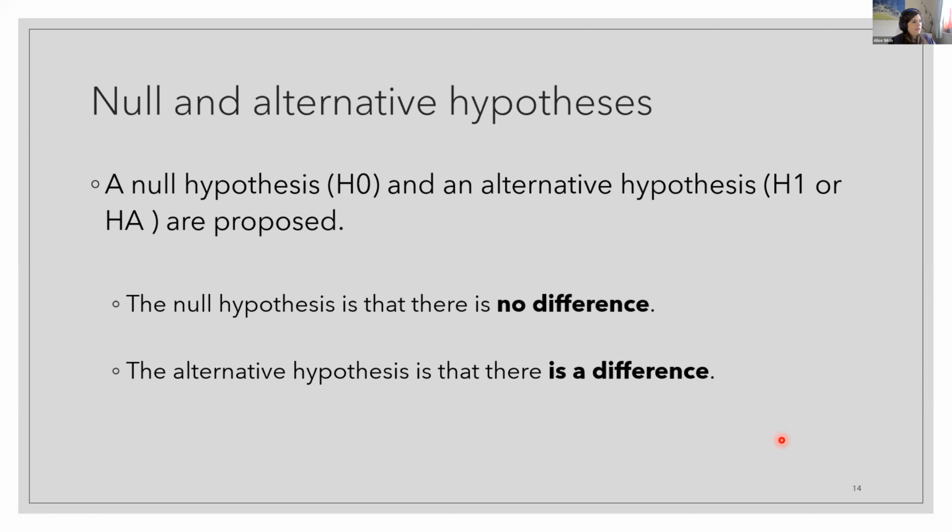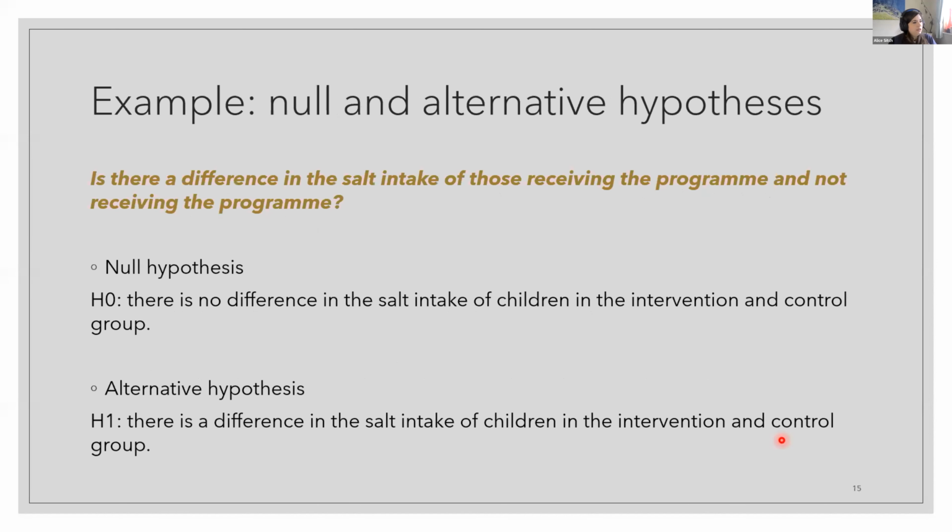Even if you're doing this education program with the view that it will help reduce the salt intake, we start off in equipoise, so we don't know what's going to happen, and this is how we would set up our null and our alternative hypothesis. So bringing that back to our example, the null hypothesis would be that there's no difference in the salt intake of children in the intervention group and the control group, so those receiving the program and those not receiving it. And the alternative hypothesis would be that there is a difference between those receiving the program and those not receiving the program.